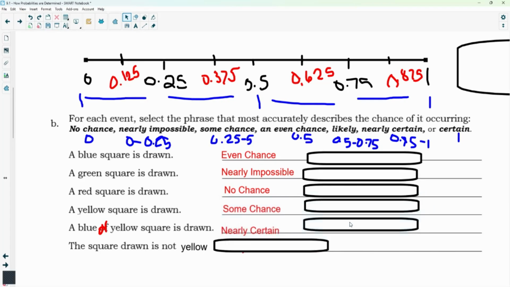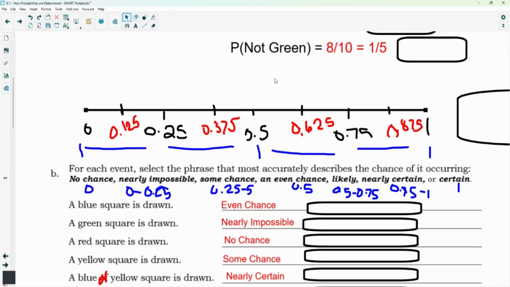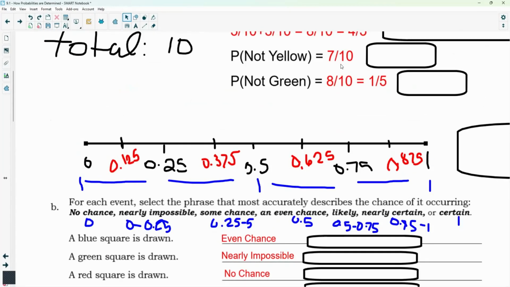And this is "or." The thing in my notes there says "off," but they fixed that in your workbook. So "or" means that it's nearly certain because it's 4/8, right? And then not yellow, sorry, is likely. It's in between, not yellow. Let me see, 7/10, right?